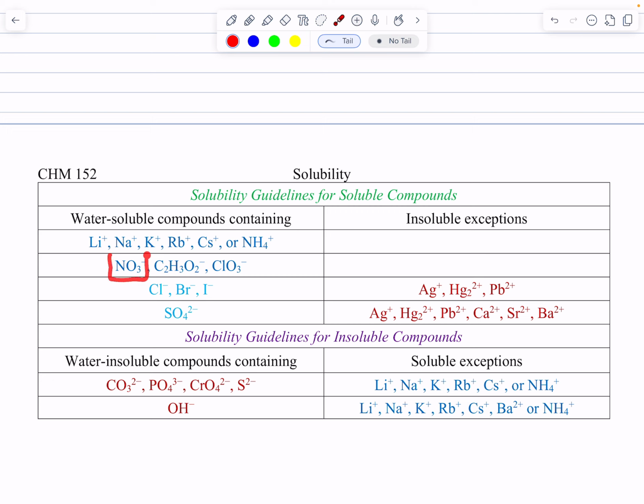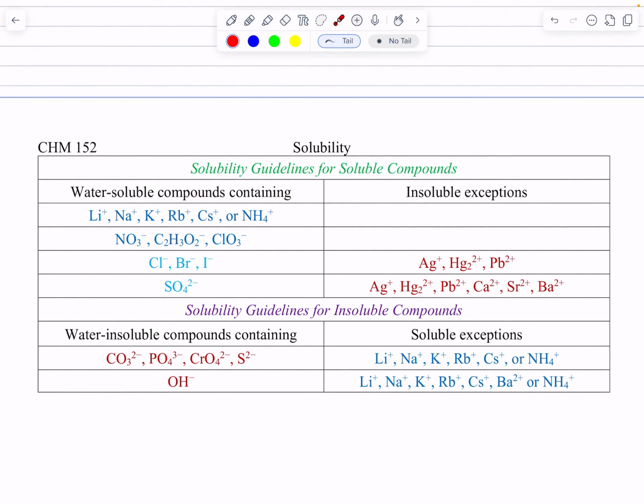Nitrate is a big one. We use a lot of nitrates. Acetate and chlorate are just soluble. Now, the halogens are generally soluble. However, silver, mercury(I), which is two mercuries at 1 plus, and lead(II) are not soluble. Sulfates are generally soluble. However, silver, mercury(I), lead(II), calcium, strontium, and barium are not. So those are some general things that are soluble, with a couple of exceptions.